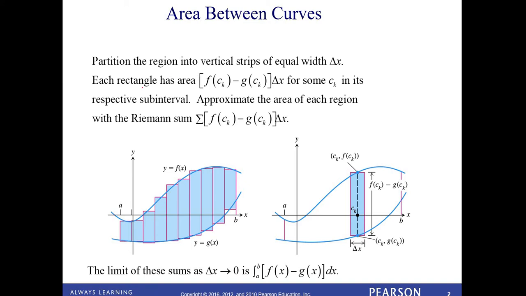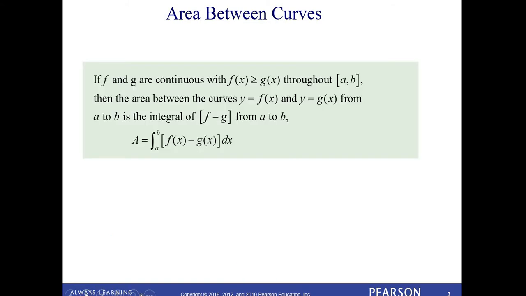If we take a region and partition it into vertical strips of equal width of dx, then each rectangle has an area of the top minus the bottom, that's our length, times our width, delta x. And if we add up the sum of all of these rectangles, we have an approximation of the area. If we take the limit of the sums as delta x approaches 0, then we have an integral. So that's the definition we're going to be using.